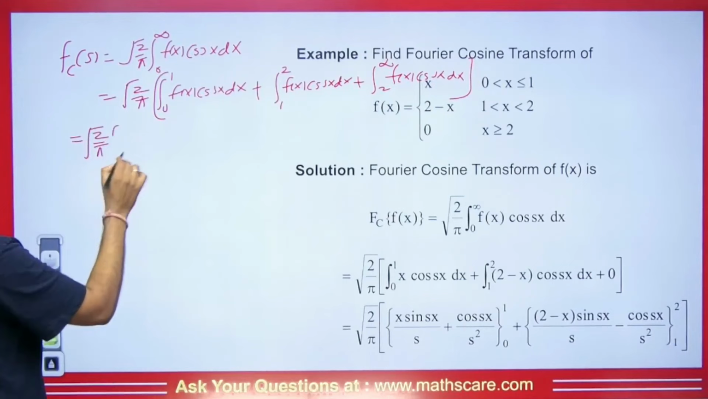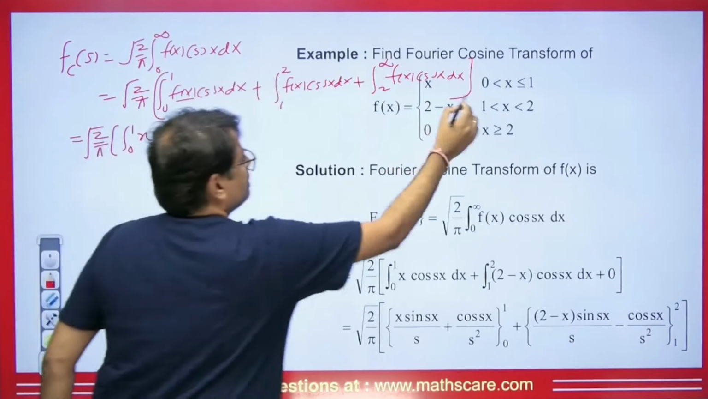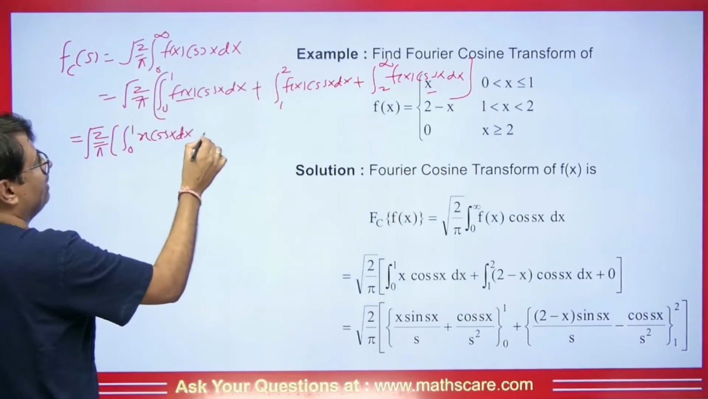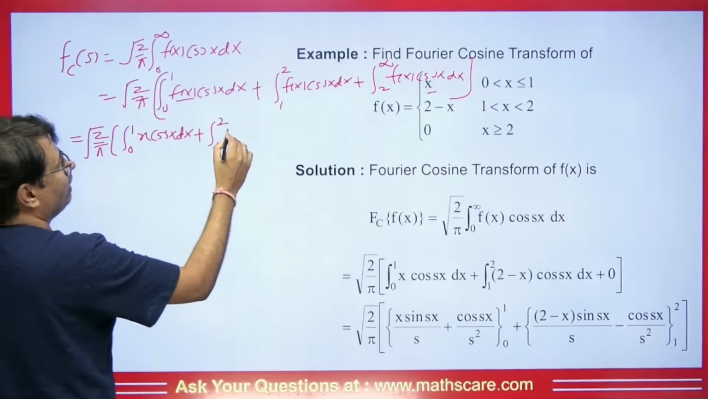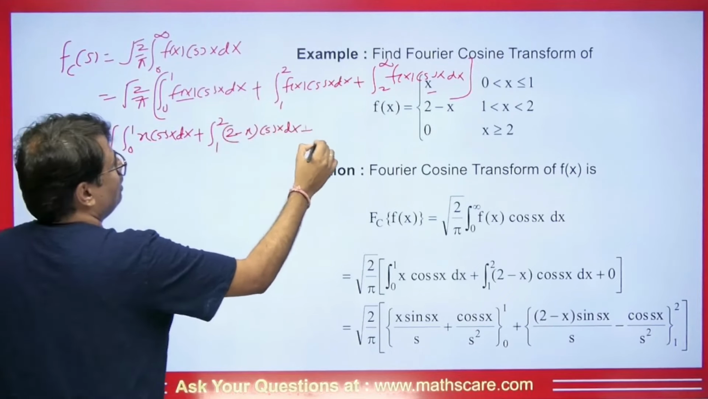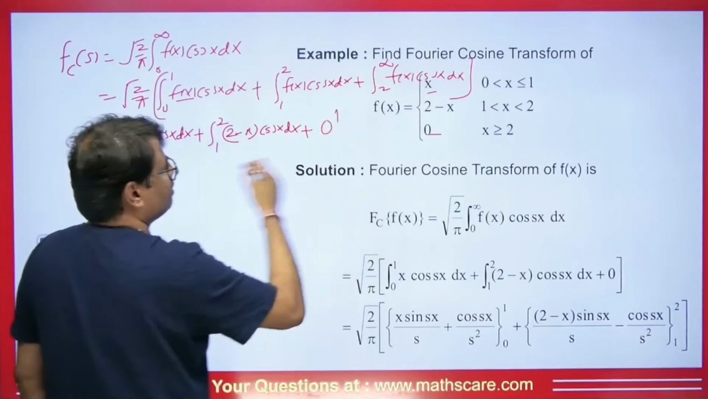And here we will be making 0 to 1. The value of f(x) would be replaced as x. So between 0 and 1, its value is x. Then we will get x cos sx dx. Plus the value of this is 2 minus x when going from 1 to 2, and cos sx dx. And from here, this is coming out to be 0. So the entire value will be 0.